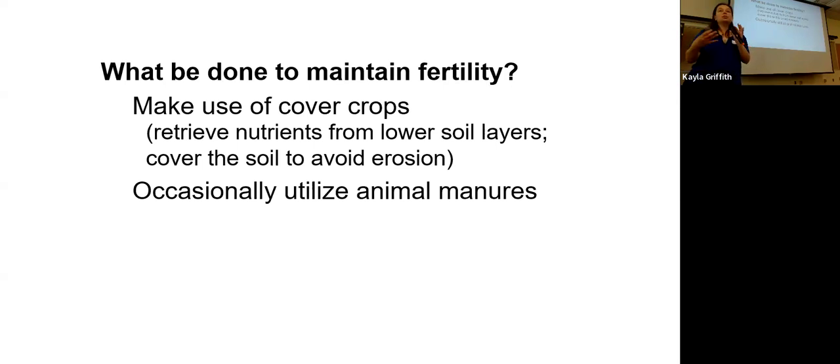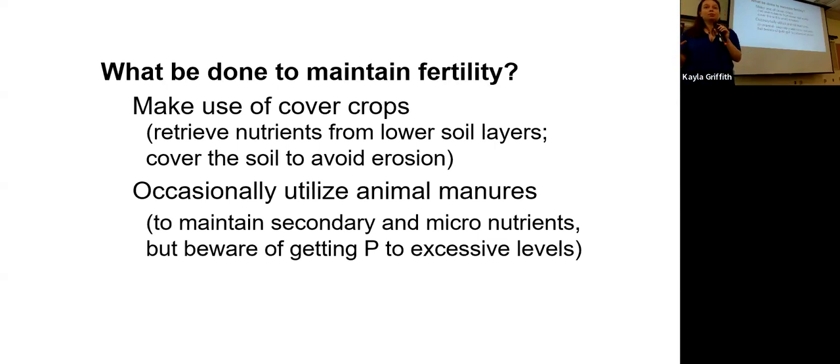You can also occasionally utilize animal manures as a balanced source of many different kinds of nutrients, and as a source of organic matter. It can be a good source of secondary and micronutrients, but beware of getting phosphorus to excessive levels. This has to do with the ratio of nitrogen to phosphorus in manure, because in some states that don't have the same nutrient management regulations that we do, people try to apply enough manure to get all the nitrogen that they need, and that results in too high phosphorus, right? Because the ratios aren't the same as what you would want.